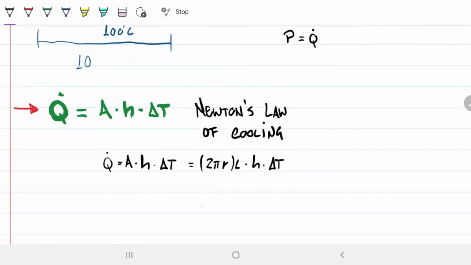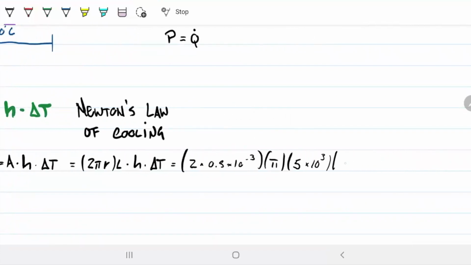In this case, we have everything we need. We can do this as 2 times the radius, and the radius is 0.5 mm, so 0.5 times 10 to the minus 3 meters, times pi, times h, which was given as 5,000. We can eliminate the minus 3 there, and our difference in temperature is 125 minus 100, which gives us 25.